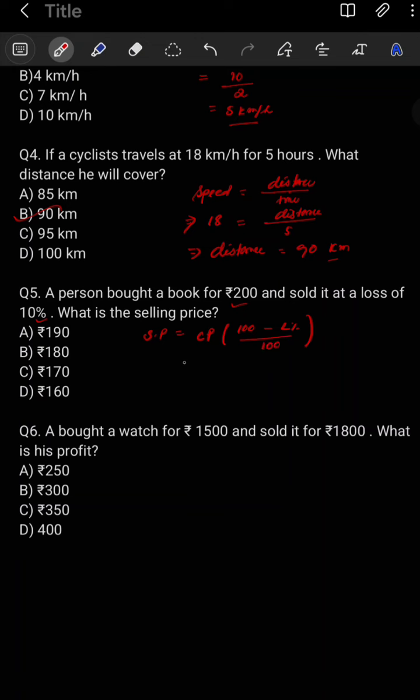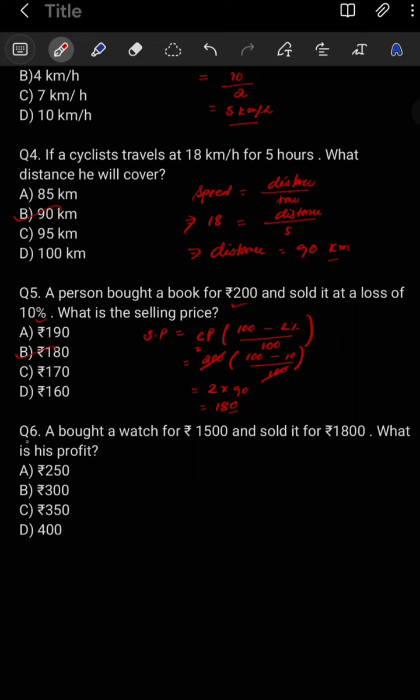Then if you put in the values, cost price is given as 200, then 100 minus loss percentage, where loss percentage is 10, then divide by 100. If you divide 200 by 100, it will go 2 times. So 2 into, if you subtract 100 minus 10, that is 90. So 2 into 90 is 180 rupees. So option B is your correct option.